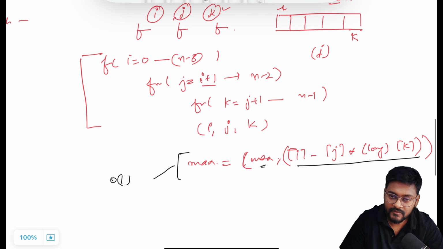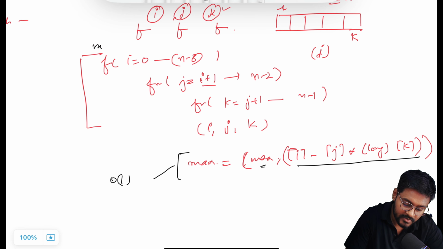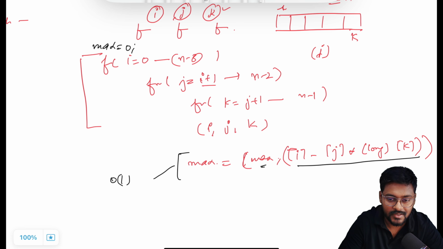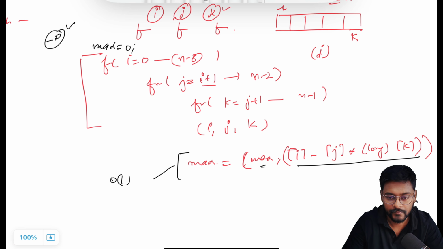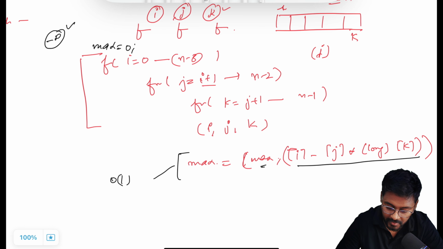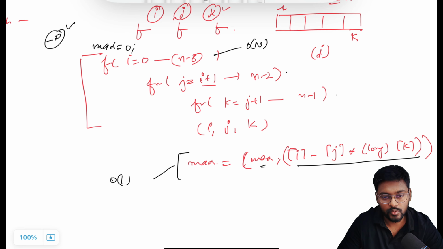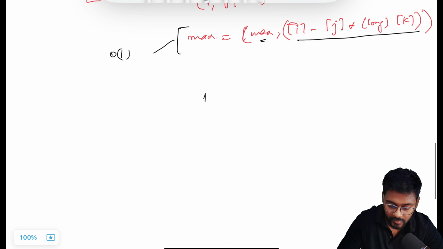What should be the initialized value of max? The problem statement says that if you are getting a negative answer, just return 0. So initialize it with 0 instead of the minus infinity we usually use. So this operation is order of 1 time, and this loop will go around order of n, around order of n, around order of n, n into n into n. So the time complexity in this case will be n cube.